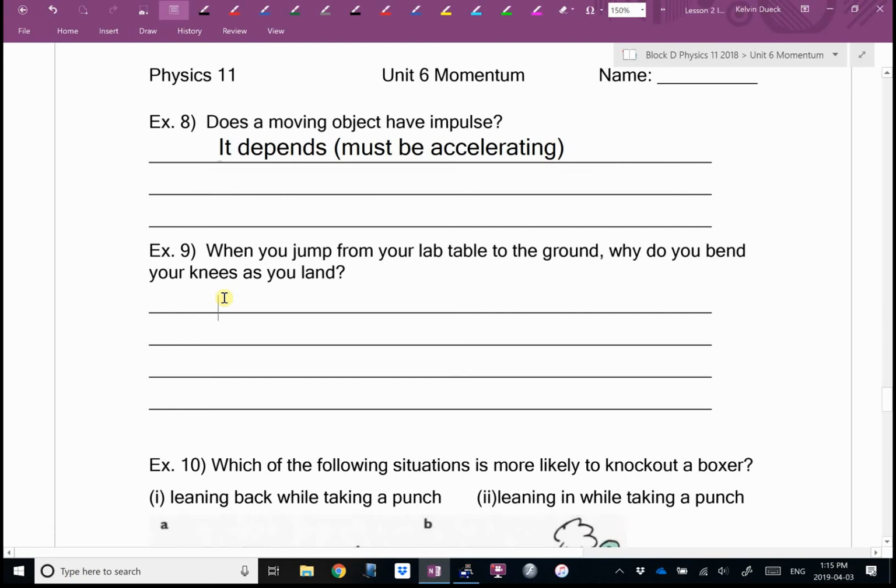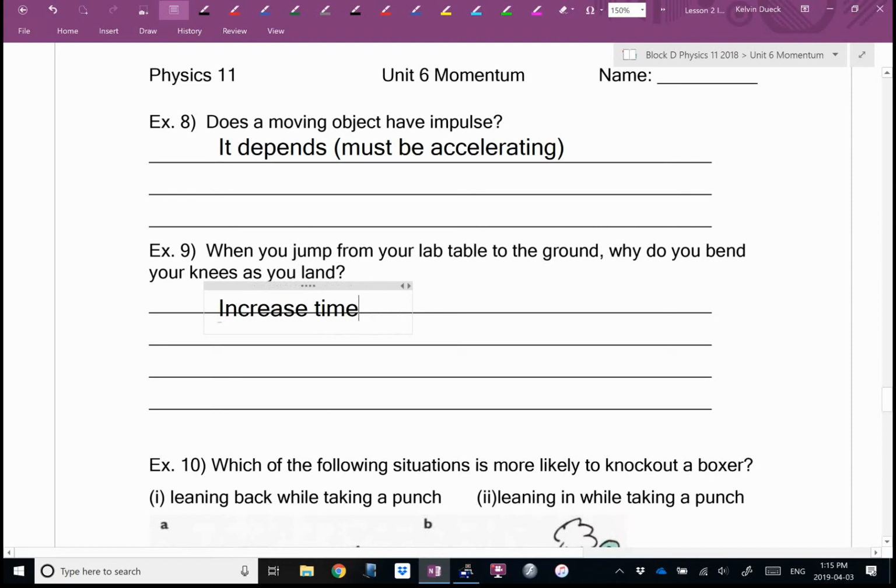When you jump from your lab table to the ground, why do you bend your knees as you land? Or when you're 4 or 5 years old and first going to playgrounds and jumping off stuff, why do you learn very quickly that you need to bend your knees as you land? What variable are we changing? Yeah.